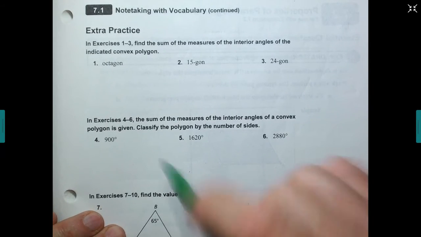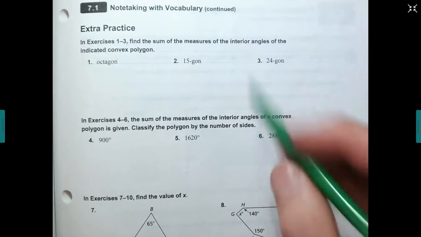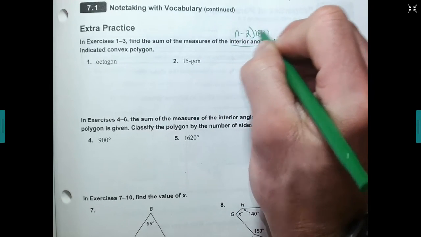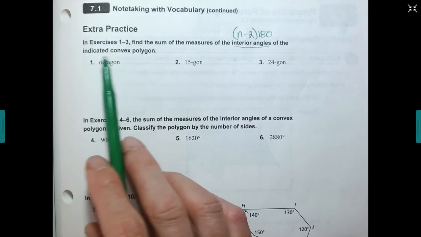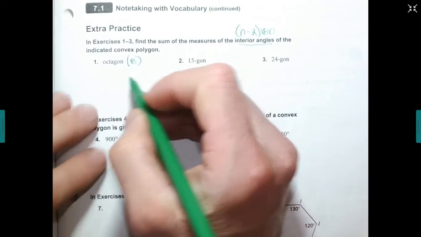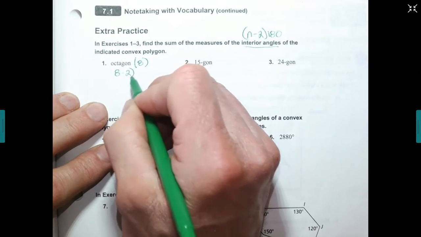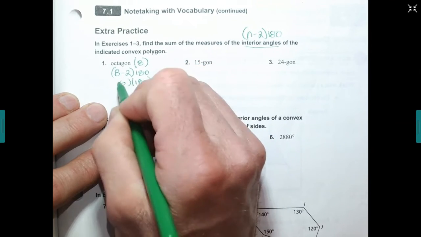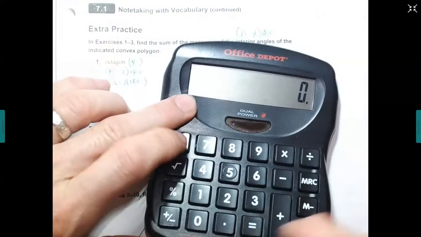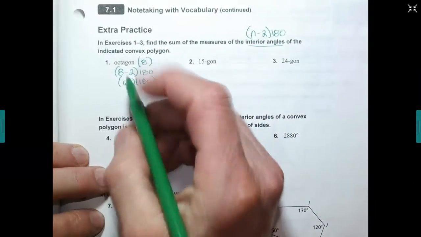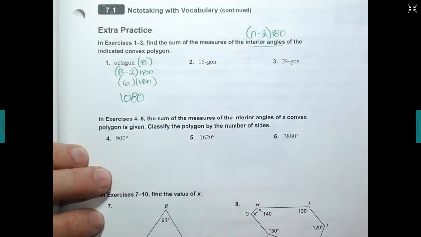Now let's do a couple of your homeworks. Find the sum of the measures of the interior angles of the indicated convex polygon. So we know that this is n minus 2 times 180. An octagon is 8, so I do 8 minus 2 times 180. So 6 times 180 equals 1080. 1080. So there you go.